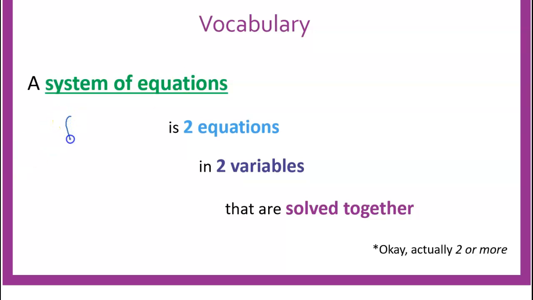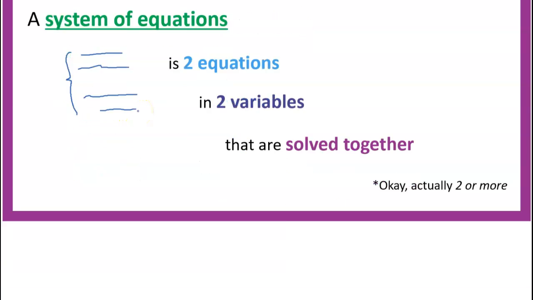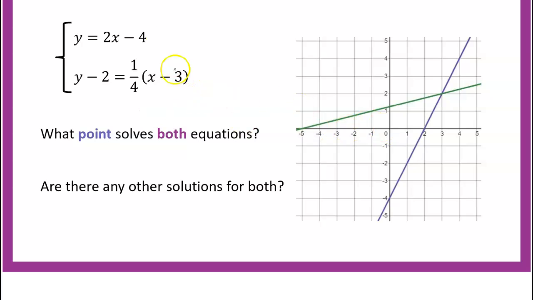We'll often write them with these little curly brackets like that. And then we'll have an equation here and an equation here. But you might have 3 in there, or you might have more. All right, so this we now know is a system of equations. You can see over here on the right, we've graphed them, and they are both straight lines. Notice this one's not in slope-intercept form, but that's okay. There are other forms that will still graph as a straight line. All we're really concerned about is what point solves both equations. Can we find the single solution to both equations?